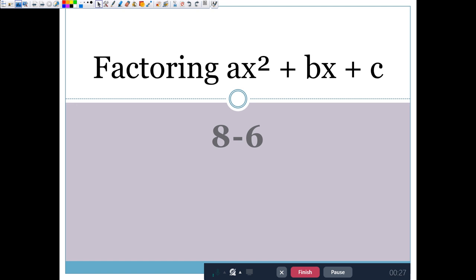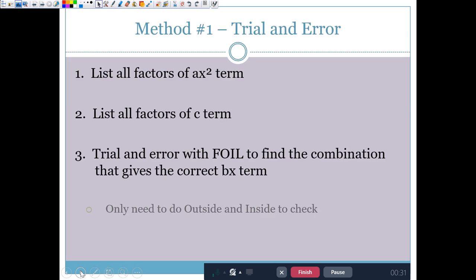So our first method that we're going to be using is trial and error. This isn't the best method. The only time I'd ever do this is if your A and C only have like one factor. So for example, like 1 times 3 and 1 times 5. Those are the only times I'd ever do that. Otherwise, you're going to be doing a lot of trial and error.